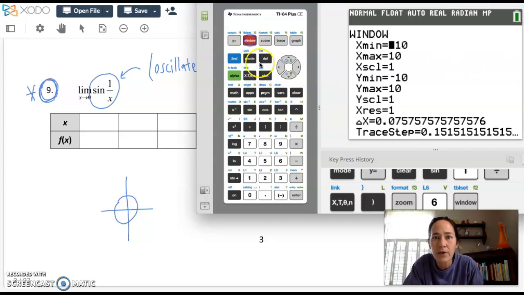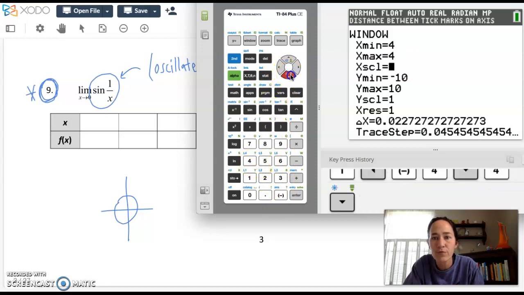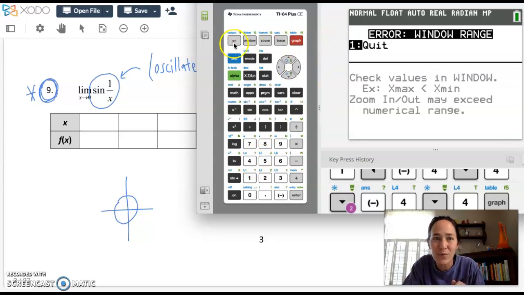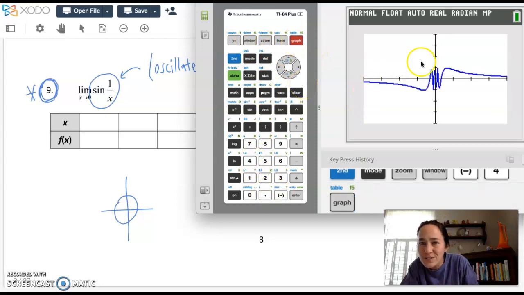Let's zoom in. I'm going to hit window. Actually, let's do this in stages. Let's go negative 4 to 4 for the x's, and negative 4 to 4 for the y's. And then after that, I want to zoom in further so we can see the change here. So I'll hit graph. Ooh, it says error window range. Let me see the mistake that I made. I'll go window, and then how about negative 4 to 4? Does that look better? So graph. Do you see more of it?